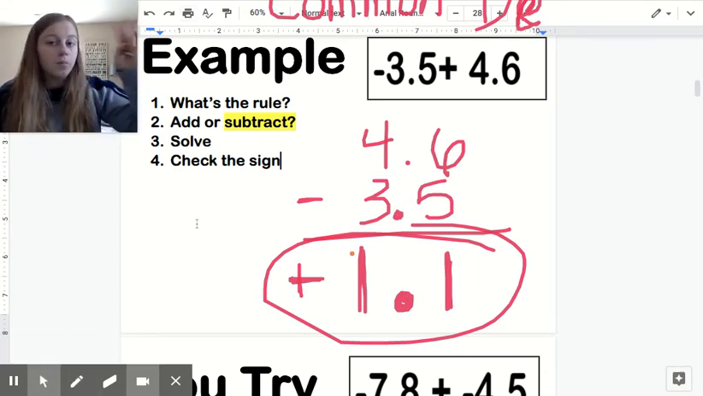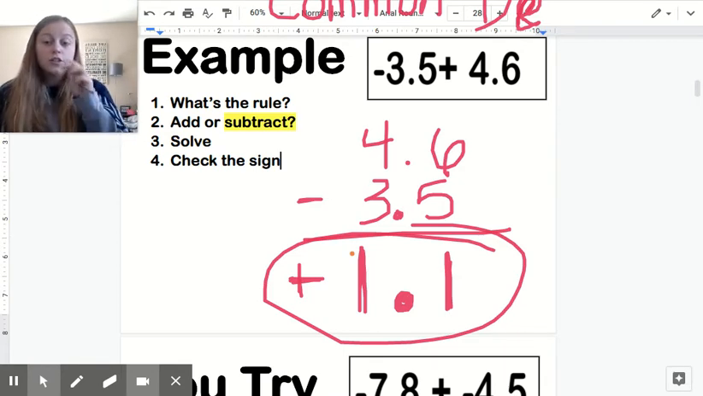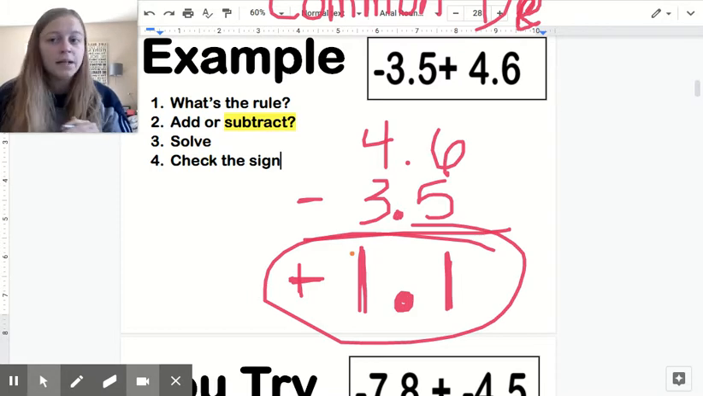So really, you've got to break it down. There's kind of a lot to the problem. You have to think, what was the rule? So am I actually adding or am I subtracting these digits? Solve it, and last but not least, always double check your sign. Is this going to be a positive answer or a negative answer?